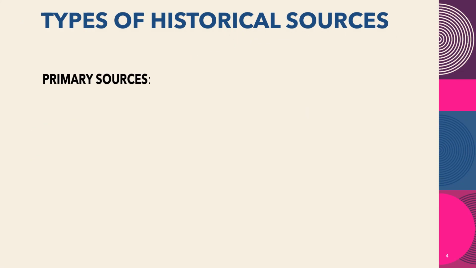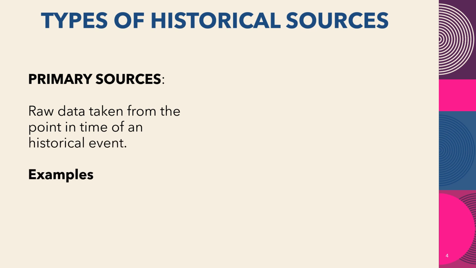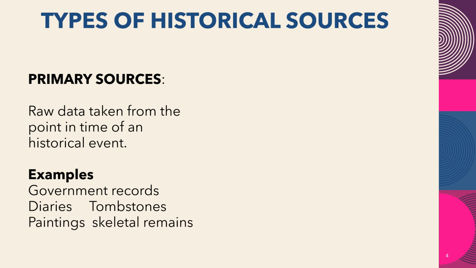Let us now examine the types of historical sources. There are primary sources. These sources are raw data. They are taken from a particular point in time of an historical event. Example: government records. Another example: diaries, tombstones, paintings, skeletal remains, artifacts, oral testimony.